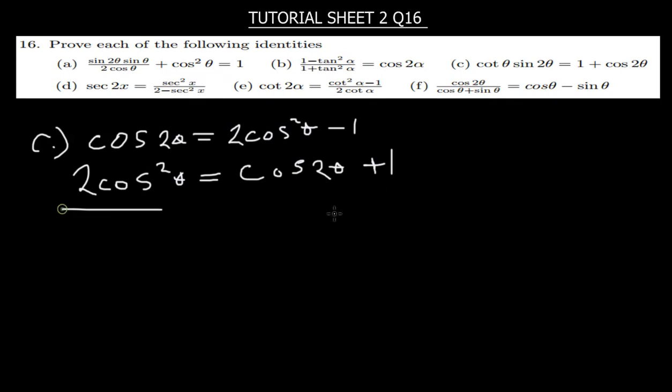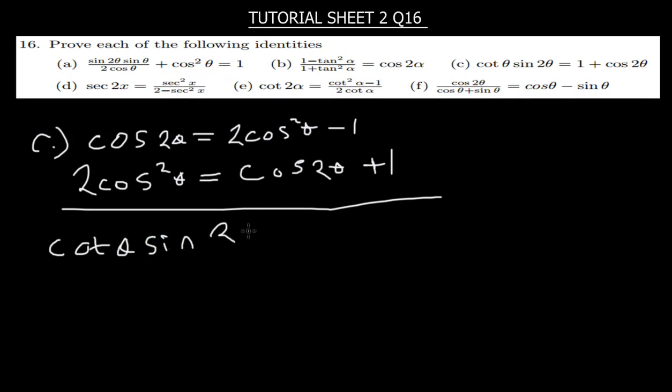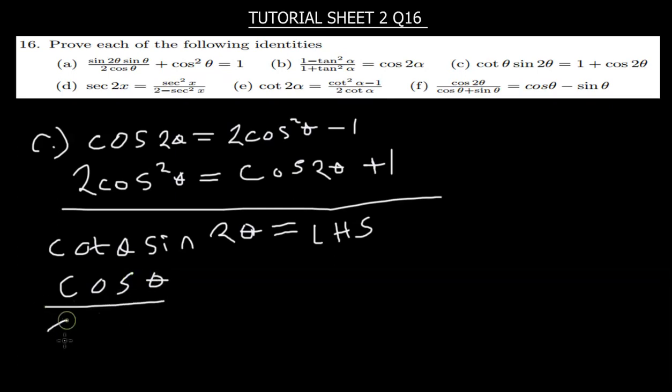So we now start solving our question. We know that cot theta is nothing but 1 over tan, which is cos over sine. So cot theta, let me just copy the question, then sine 2 theta, is equal to the left hand side. Then you also change this: cotangent of theta is nothing but cos theta over sine theta. So cos theta over sine theta, and then you're multiplying this by sine 2 theta. We know the double angle formula for sine 2 theta is 2 sine theta cos theta.